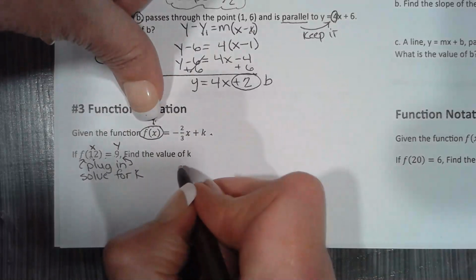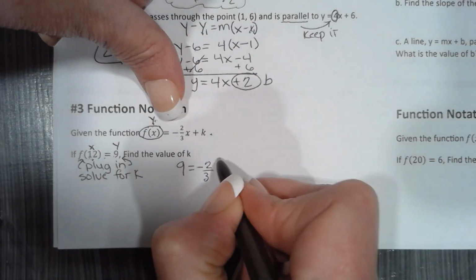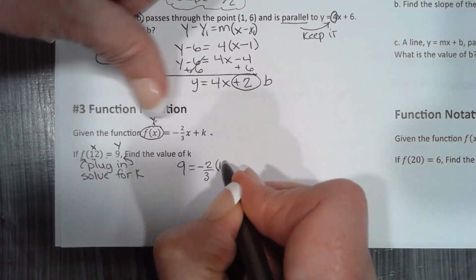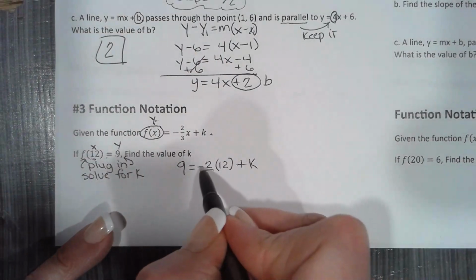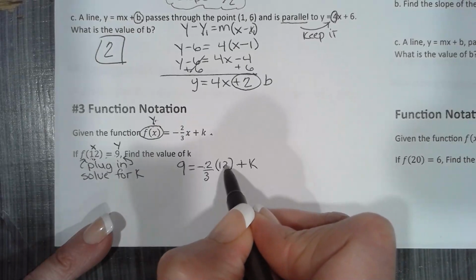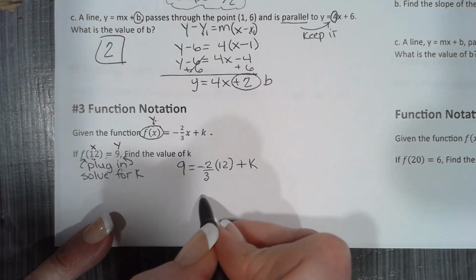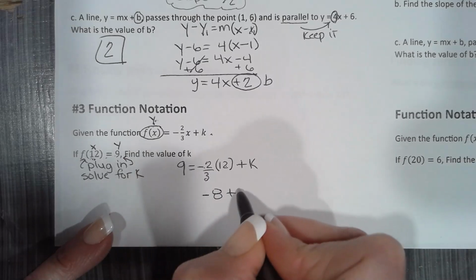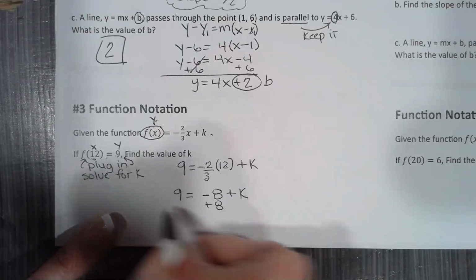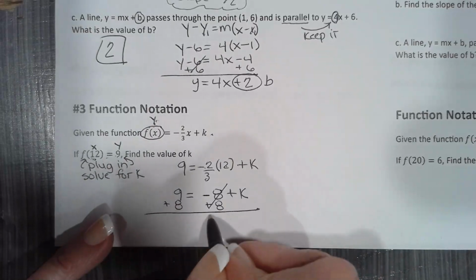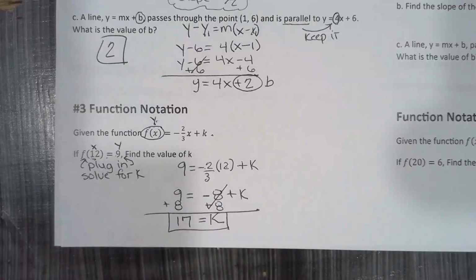So my 9 goes on the other side of the equal sign. Then I've got negative 2/3 times, and I'm going to plug my x value in, and then plus k. So now I just simplify and solve for k. Well, negative 2 times 12 is negative 24. And negative 24 divided by 3 is negative 8. And I'm going to bring everything else down. And now I'm going to add 8 to both sides to solve for k. And I find out the missing k value is 17.